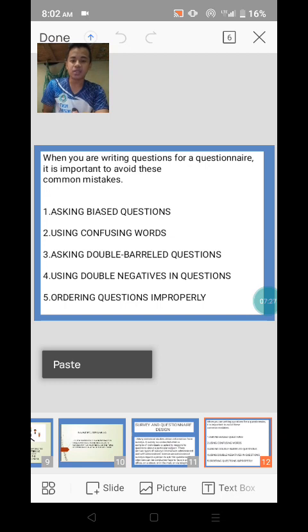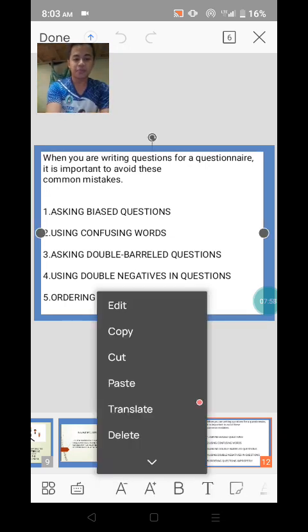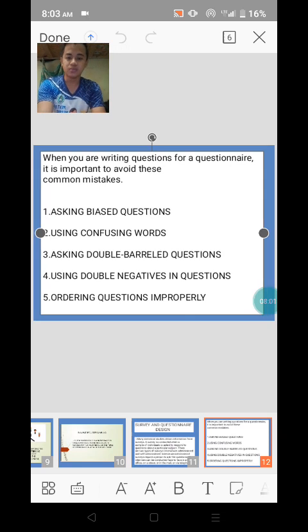The last is ordering questions improperly. By arranging the questions in a certain order, the researcher can lead the participant to respond in a way that he or she may not otherwise have done. For example, a question might ask the respondent, "At what age should an elderly person not be permitted to drive?" A later question might ask the respondent to list some problems of elderly people. The respondent may indicate that transportation is a problem based on reading the previous question. And those are the five common mistakes to avoid when you're writing questions for a questionnaire.